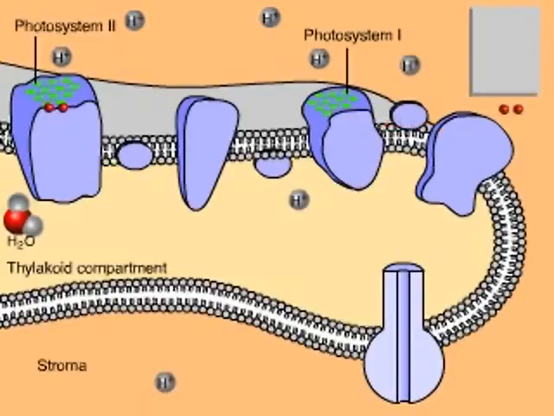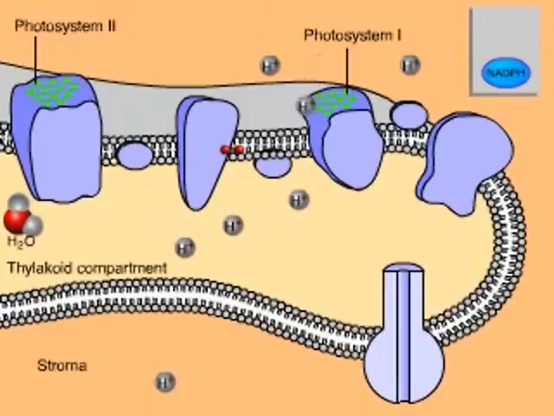Energized electrons from photosystem 1 are passed down an electron transport chain and added to NADP+ to form NADPH. Meanwhile, energized electrons from photosystem 2 are passed through another electron transport chain. Their energy is used to pump hydrogen ions from the stroma into the thylakoid compartment, creating a concentration gradient. Electrons leaving this electron transport chain enter photosystem 1, replenishing its lost electrons.